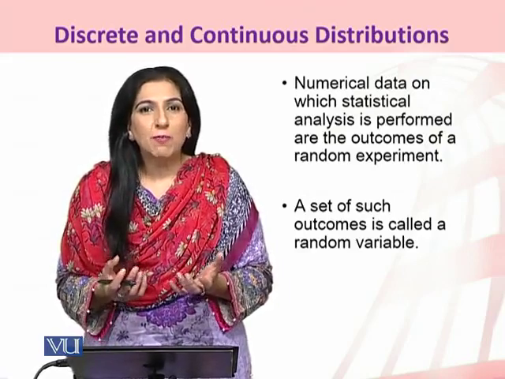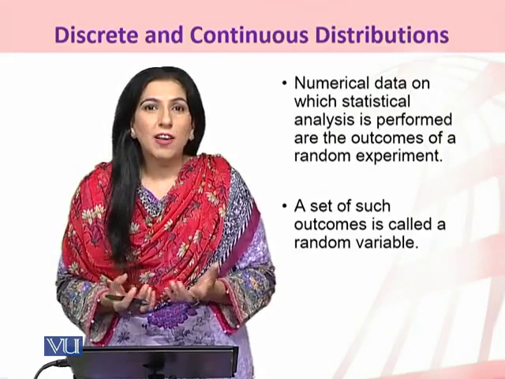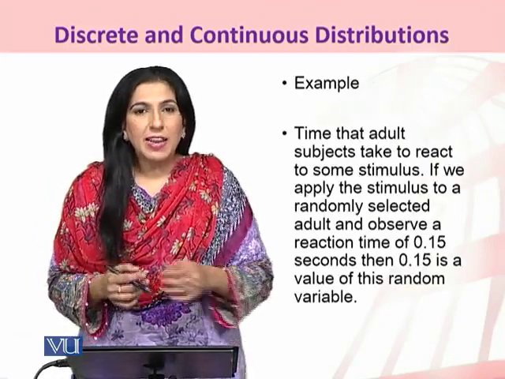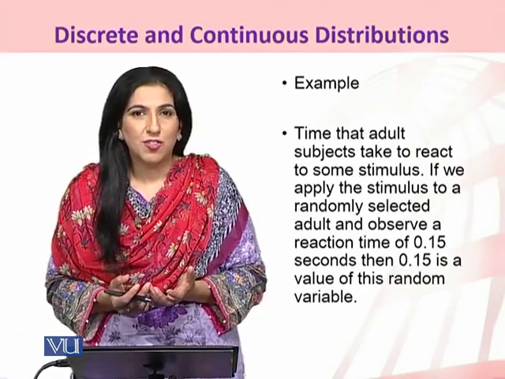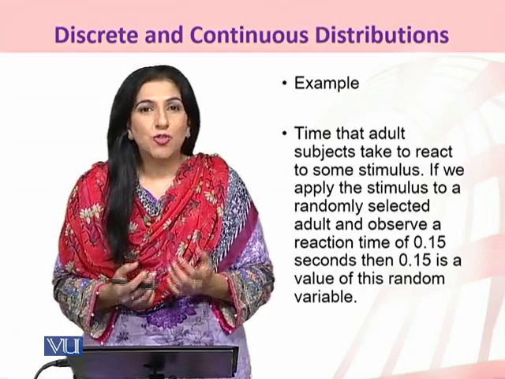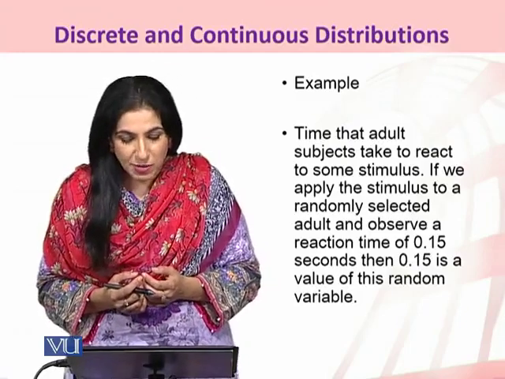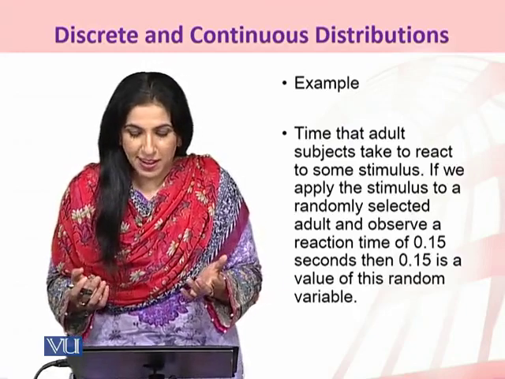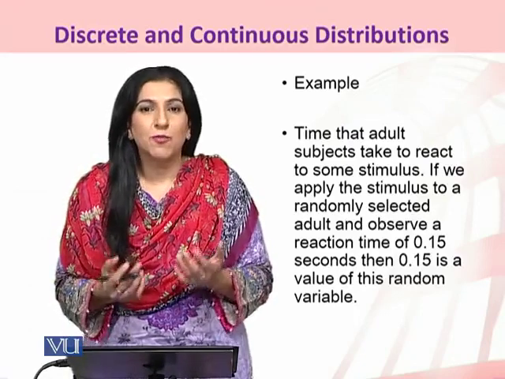A random variable can be of two types. It could either be discrete or it may be continuous. Let us take certain further examples for a discrete and a continuous random variable. Consider the time that adult subjects take to react to some stimulus. If we apply the stimulus to a randomly selected adult and observe a reaction time of 0.15 seconds, then 0.15 will be the value of this random variable.